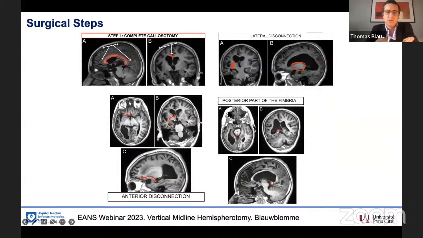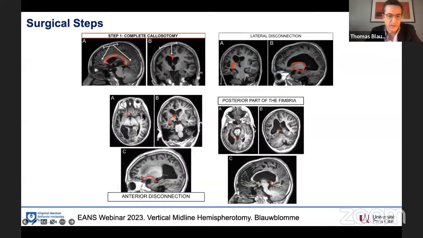So the steps are really comparable to the parasagittal approach, except that you first perform a complete callosotomy through the interhemispheric route. The second step is lateral disconnection. We start from behind and go from posterior to anterior and from inferior to superior, making the junction between the temporal horn and the frontal horn.